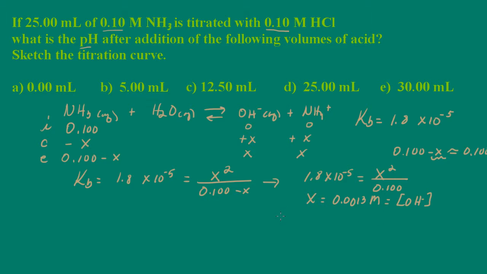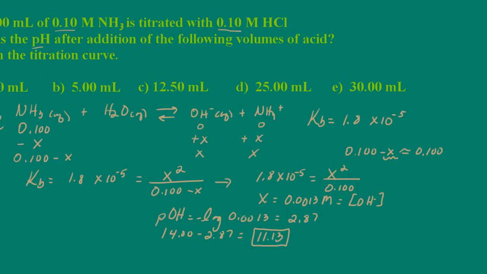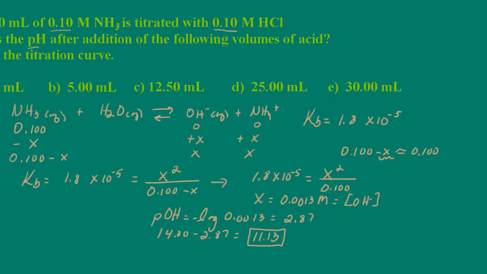Now I just need to find the pH. I'm going to find the pOH first, which is the negative log of the hydroxide ion concentration, 0.0013 molar, and that gives us 2.87. Then I can use the fact that 14 minus the pOH, 2.87, equals the pH, which is 11.13.